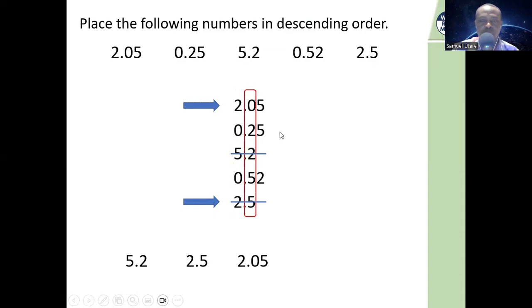Now, when we look at 0.25, just comparing the tenths, we can see that 0.52 has to be the next number. Because here we have 0 in the ones column, we don't have to compare that. So now we move to the next highest place value column, and that is the tenths. So 0.52 is the number, and the last number should be 0.25.